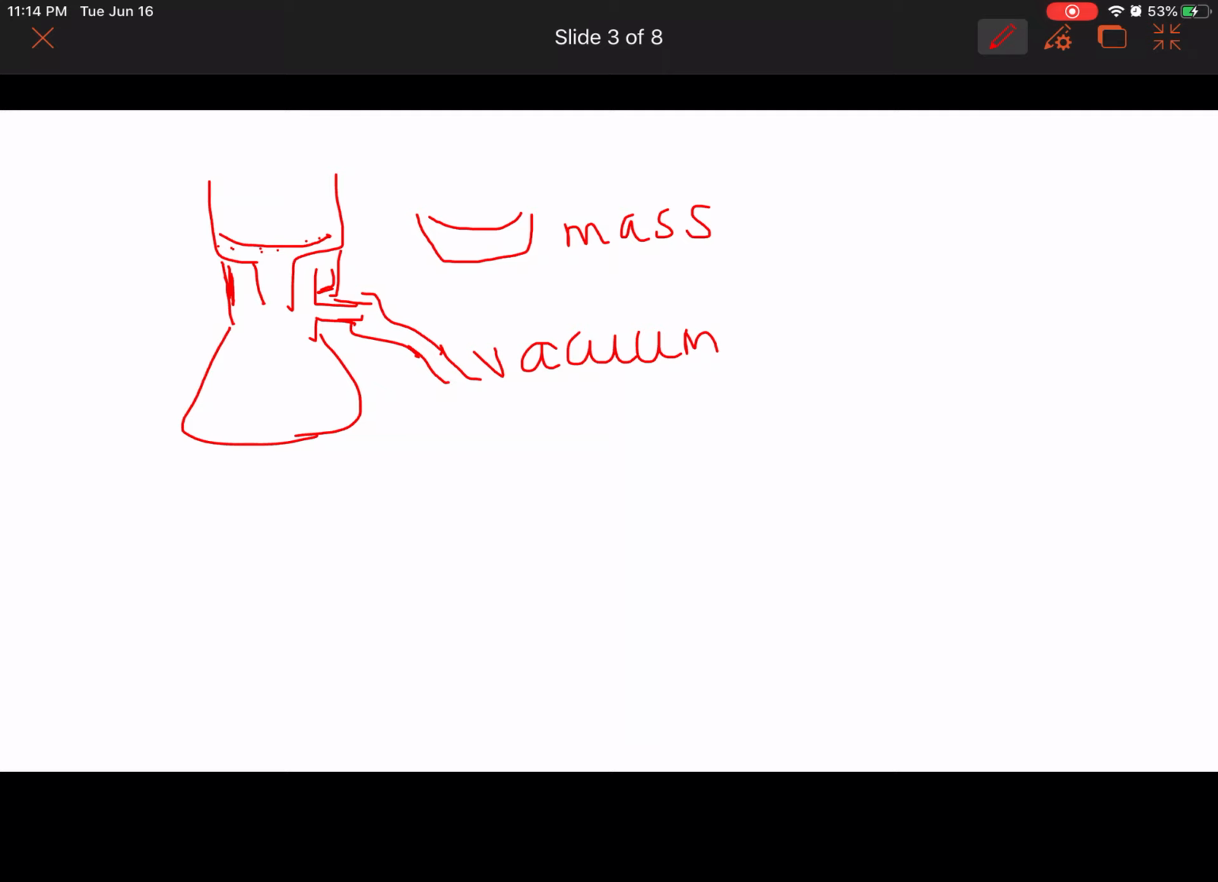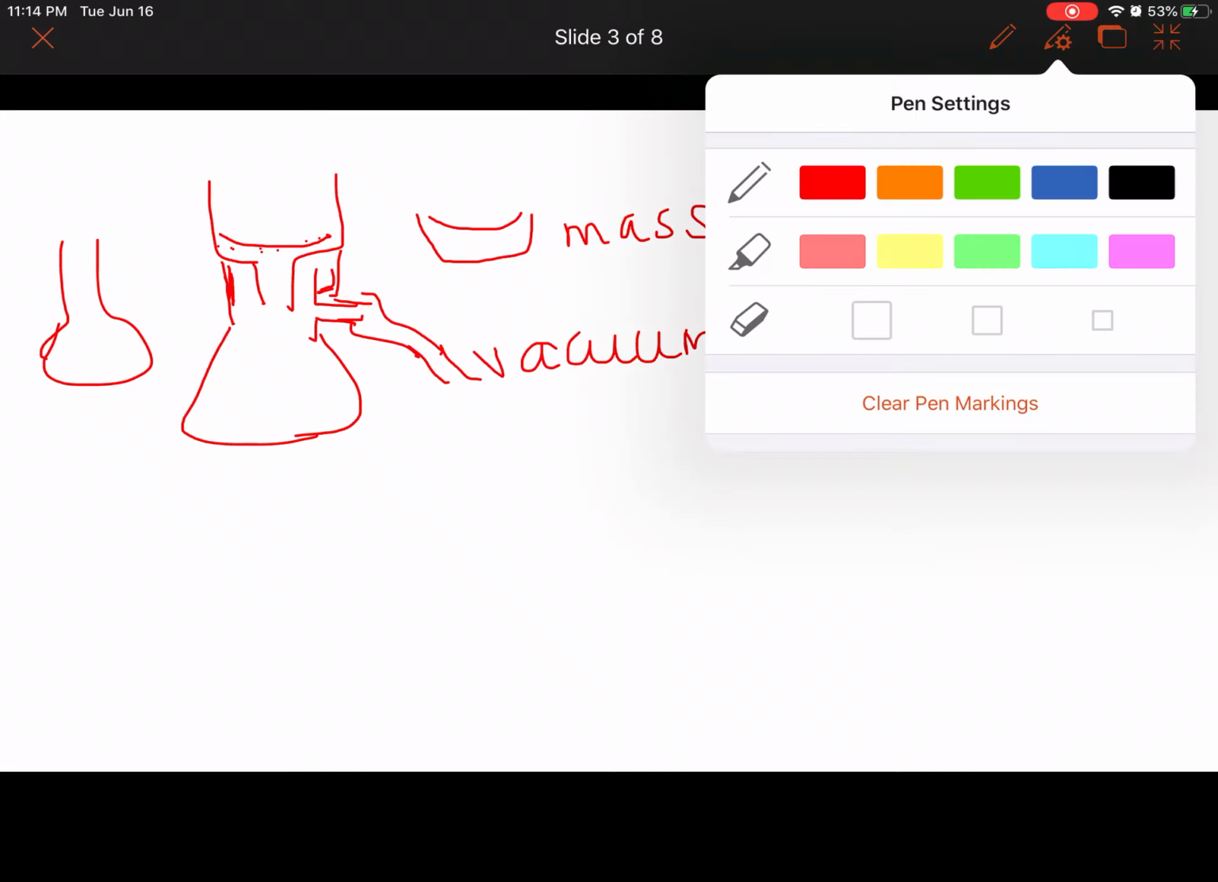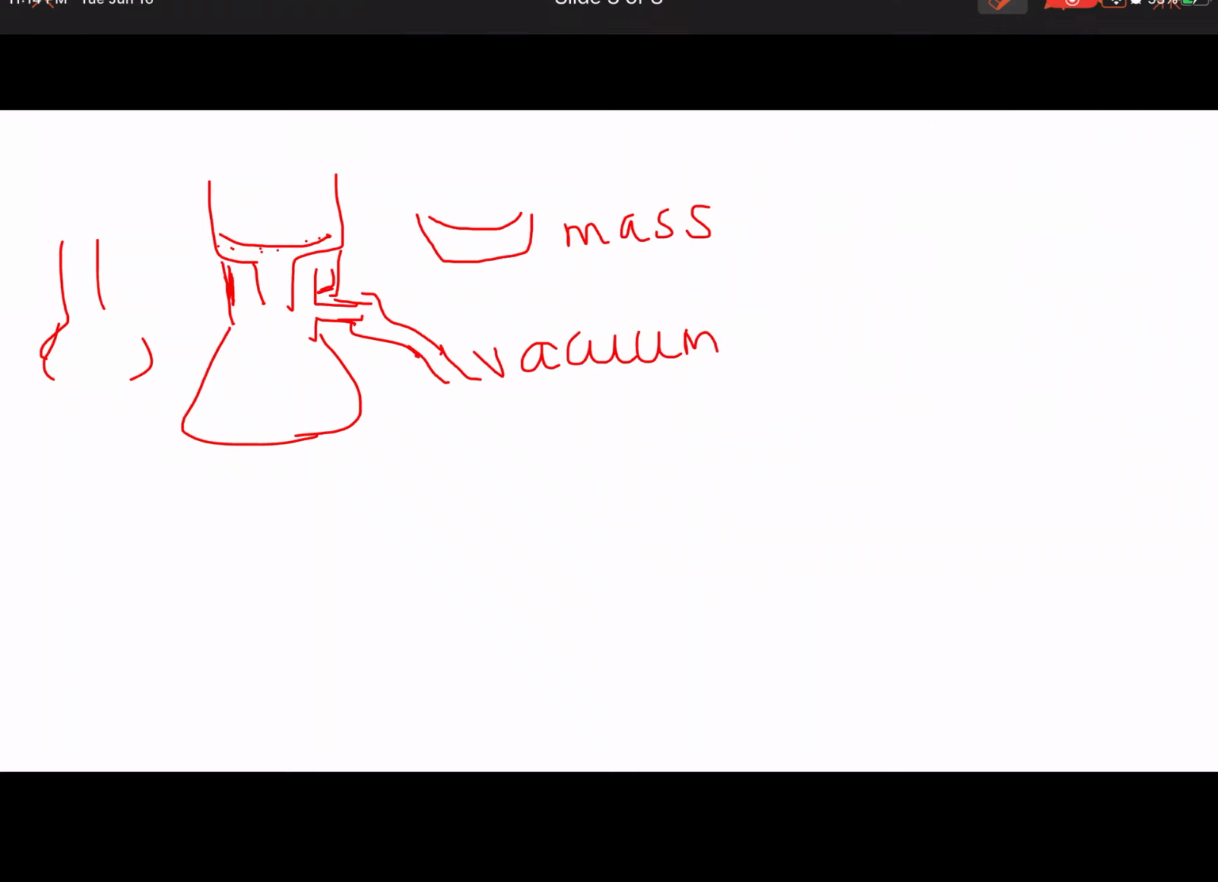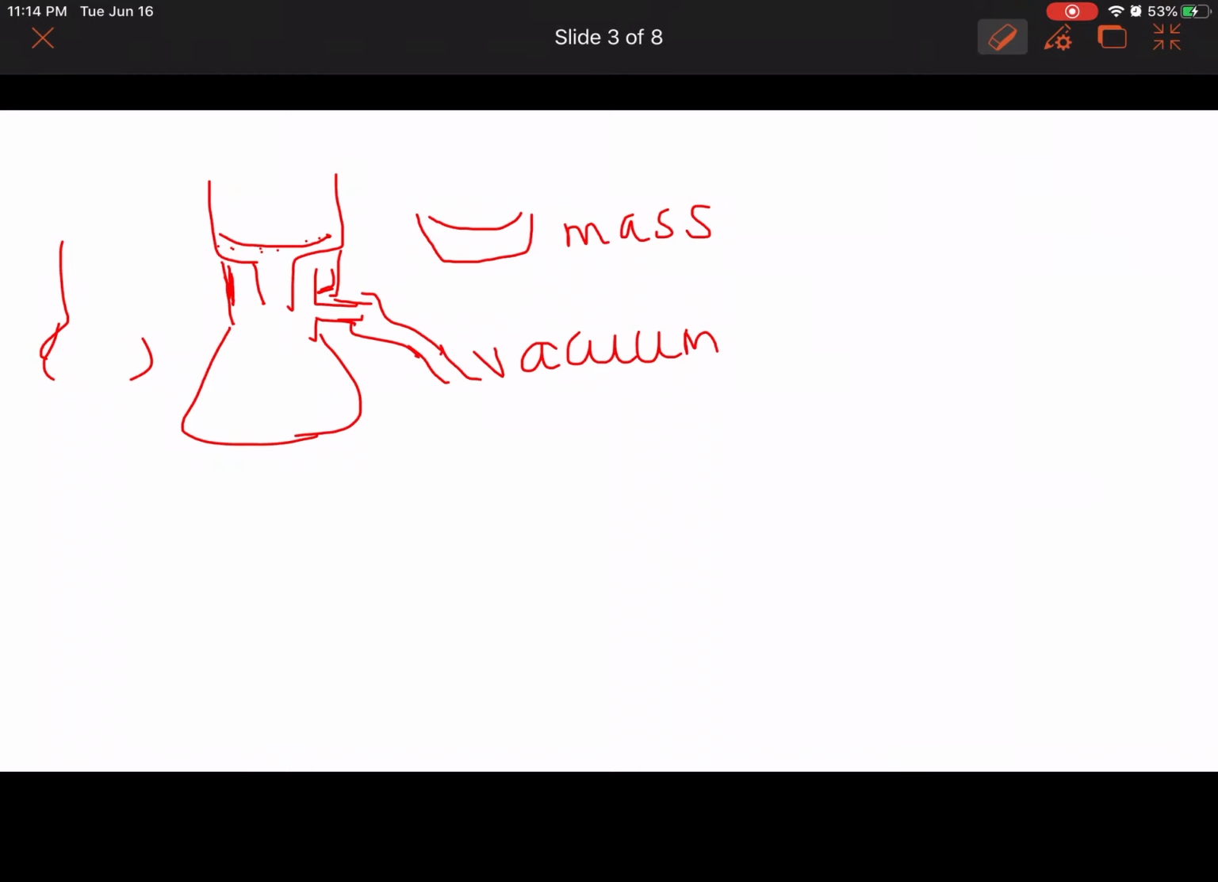So you take your calcium carbonate that was inside your flask. Oh, my flask, look at that. That's not a nice one. Let me draw another one. So you take an Erlenmeyer flask that has your calcium carbonate. Better.